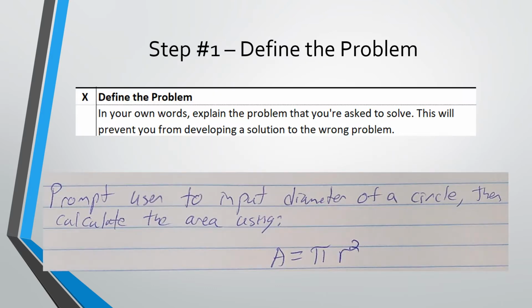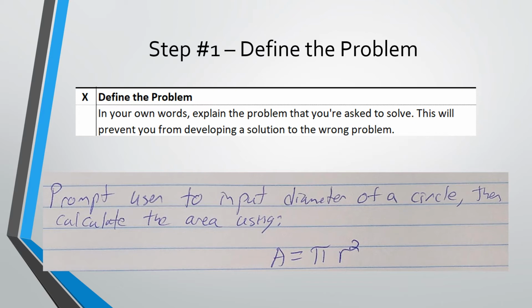The first thing to do is define the problem. Essentially, in your own words, you're going to explain the problem that you want to solve. Why? Because there have been a lot of times in engineering where engineers solve a problem that isn't actually a problem.